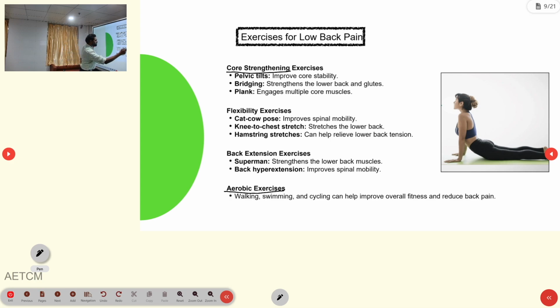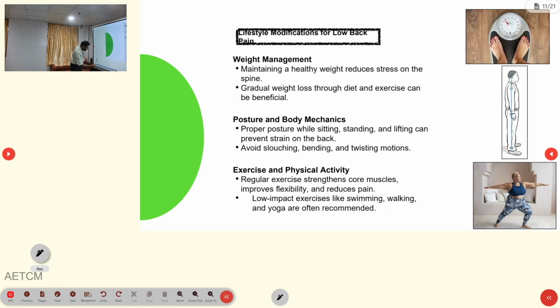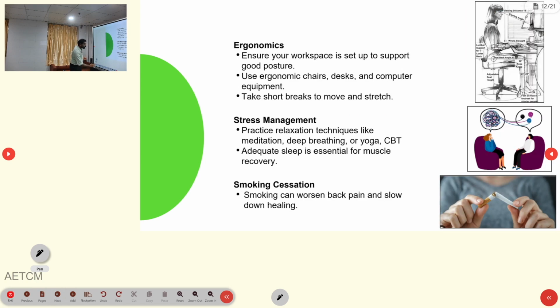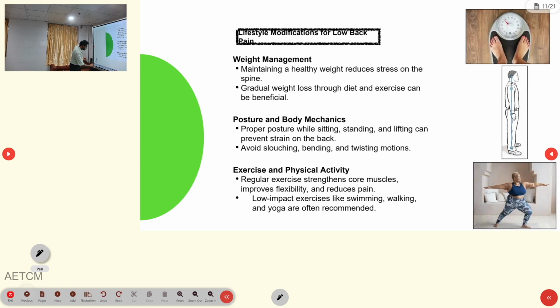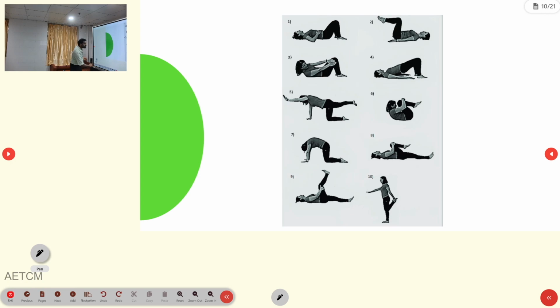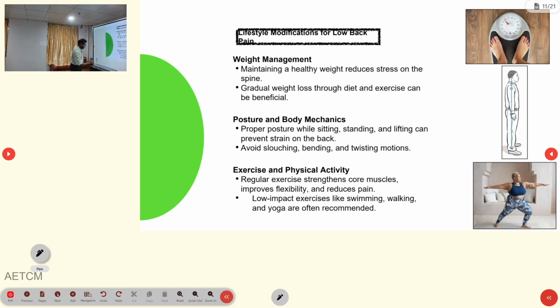So back extension exercise includes the Superman technique. This is a back hyperextension exercise. Then we have aerobic exercises that we can ask the patient to do: swimming, walking, cycling, all this. So these are a representation of the common level 1 and level 2 exercises that we ask patients to do.